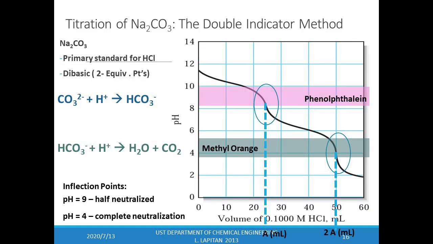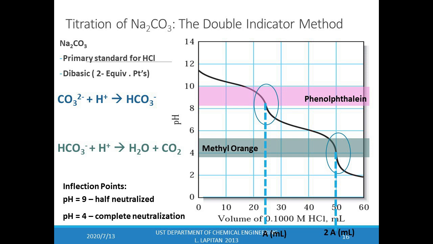Before looking at the mixtures of carbonates, let us first familiarize ourselves with the titration of sodium carbonate, commonly known as soda ash. Okay, so soda ash is a primary standard for HCl, or hydrochloric acid, and soda ash is a weak dibasic compound. So this means that we have two equivalence points. Now the first equivalence point occurs at pH 9, or 8.3 to be exact. Now this corresponds to the half neutralization of the carbonate to bicarbonate. In our titration curve, the phenolphthalein changes from pink to colorless. So at this point, we have already consumed A mL of the titrant acid.